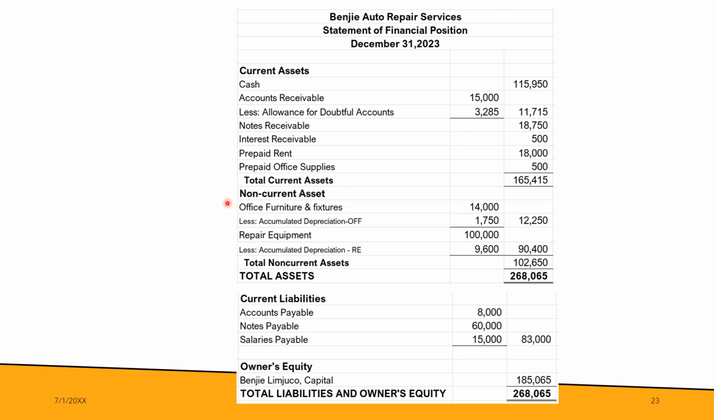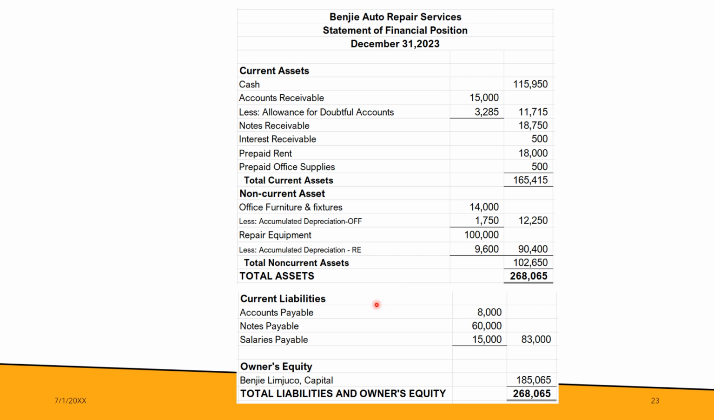Okay, we have office furniture and fixtures, plus accumulated depreciation. And we call that book value. For office furniture, it's 12,250. And then for repair equipment, that's accumulated depreciation. The book value is 90,400. So the total non-current assets is 102,650. And then you will get the total of your current assets and non-current assets. So your total assets is 268,065. And then we go to the liability section and owner's equity section.